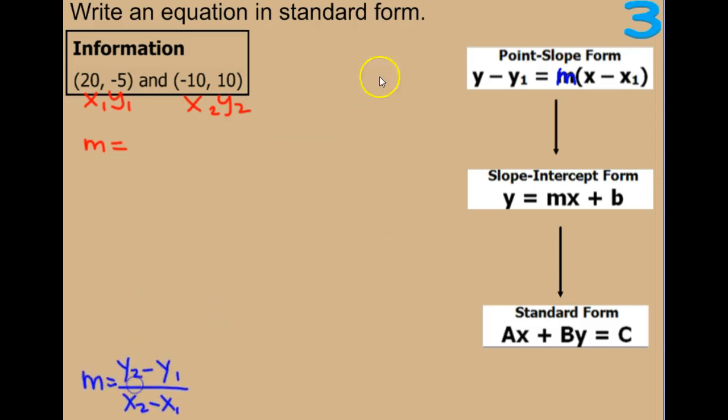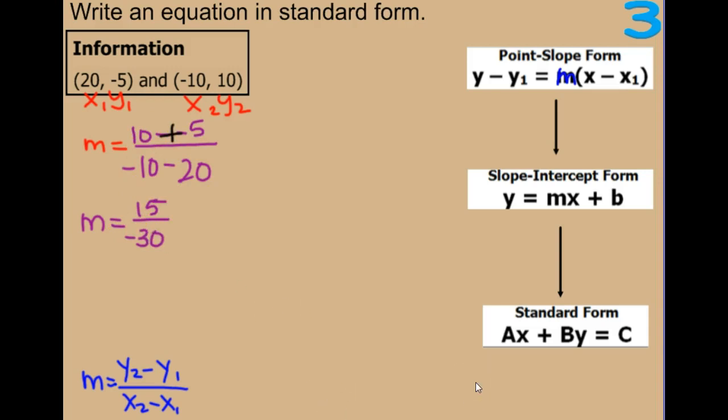I'm going to move this down here so we have room to write up there. So first y2, which is 10, minus y1, which is a negative 5. Those two negatives make a positive. Then on the bottom, x2 minus x1. So x2 is negative 10 minus x1, which is 20. So if we simplify that, 10 plus 5 is 15 on the top. Negative 10 minus 20, they're all negative, same sign, add and keep. So that's a negative 30.